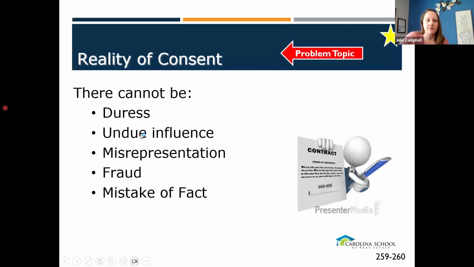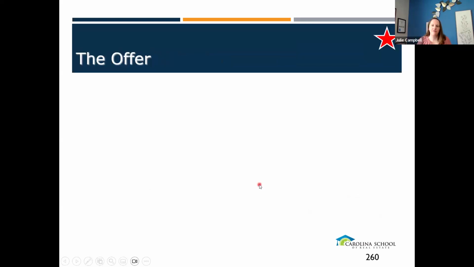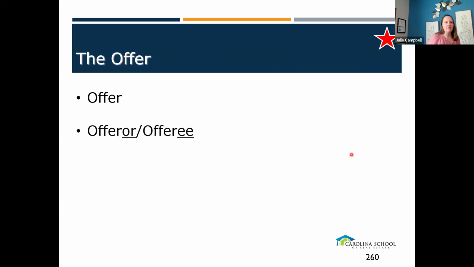So let's talk about the offer. An offer is made. The parties to the offer. You guys remember your ORs and EEs from the beginning of Unit 5? We talked about the giver and the receivee. So who are the parties? The offeror and the offeree. The offeror is the giver of the offer. The offeree is the receivee of the offer.